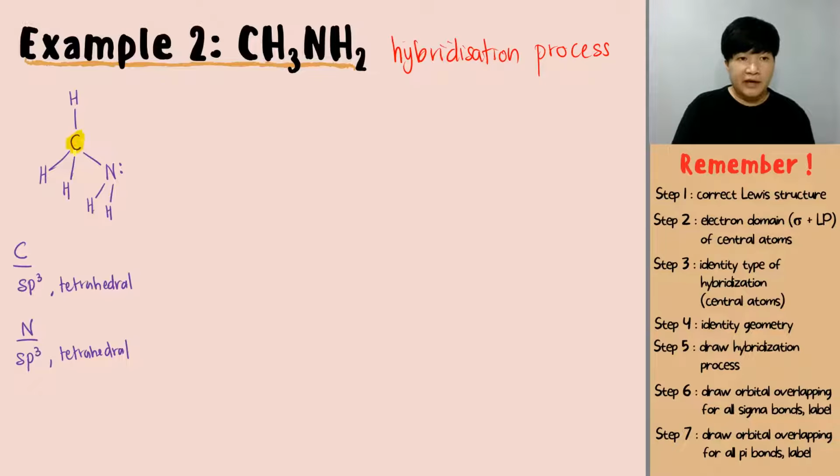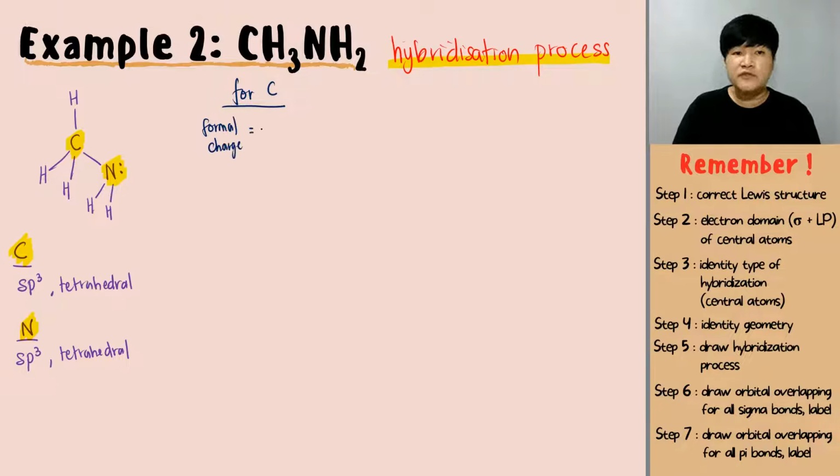Bear that in mind, we have two central atoms right now. Therefore, the hybridization process that we are going to draw, we must do for both carbon and nitrogen because both of them are central atoms. And as always, before we start for the central atom carbon, what do we need to do? We need to determine the formal charge.